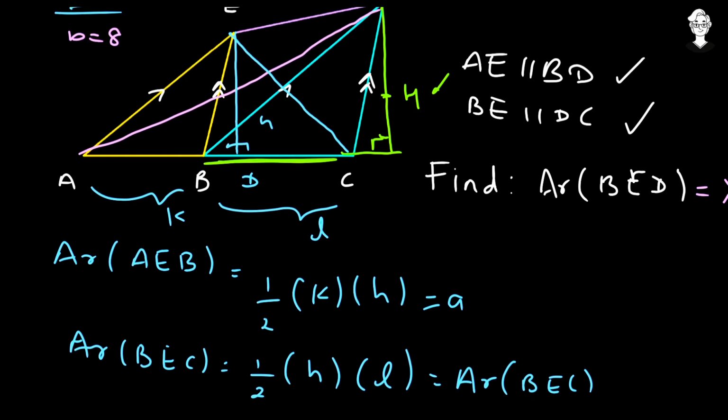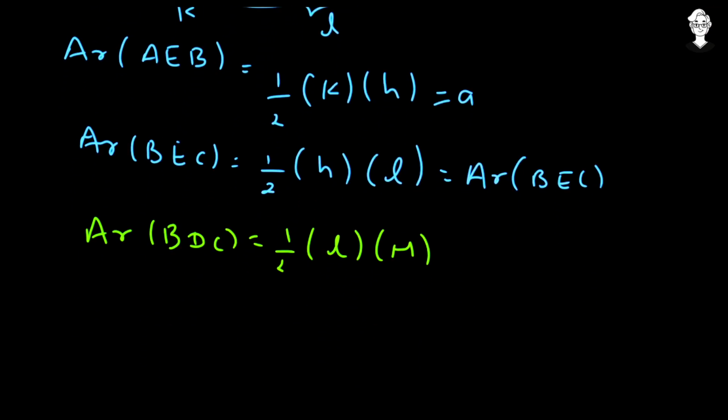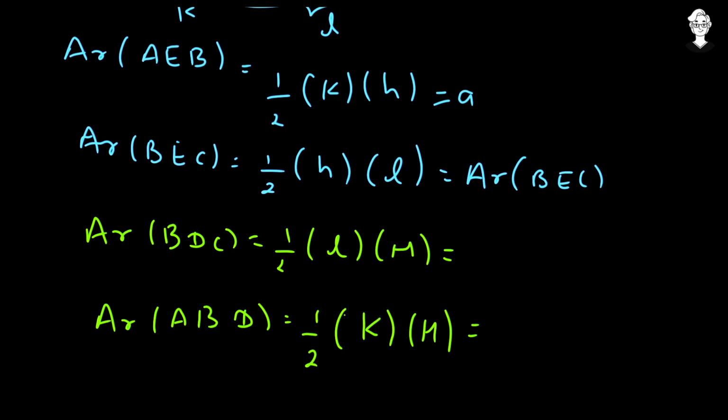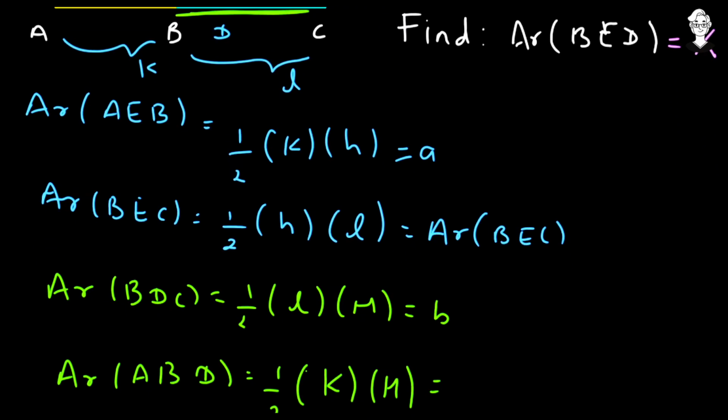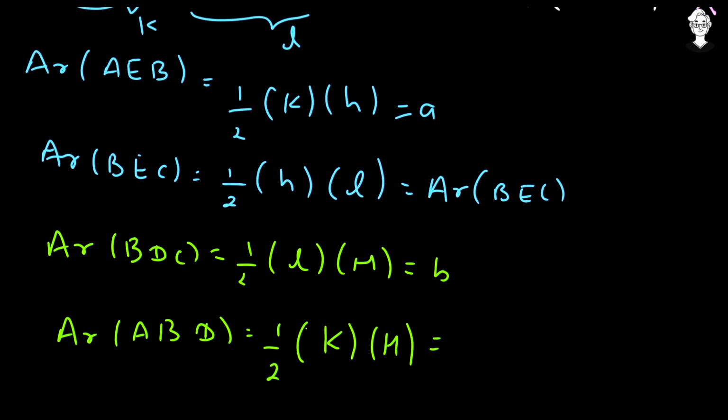Similarly, we can have the area of triangle ABD, because that is again going to be an obtuse angle triangle, and from its top vertex the height has been drawn, so we can have its area also. So the area of triangle ABD is going to be half, its base is K and height is equal to H. And I can see that the area of triangle BDC was taken as B in the beginning. So the area of BDC is equal to B, and the area of ABD is as it is.